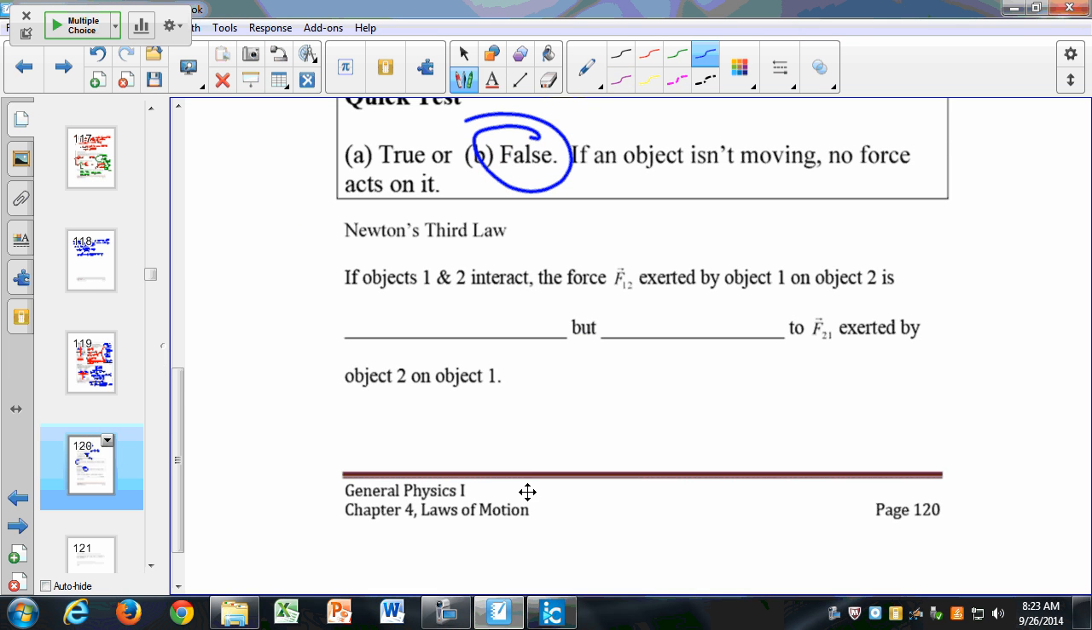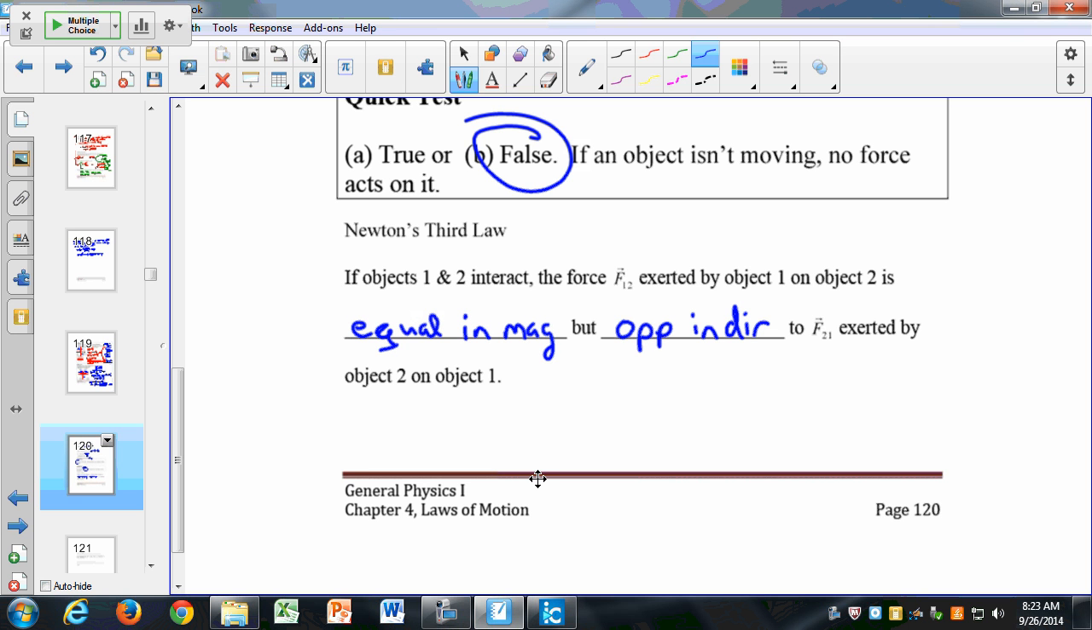All right, let's fill in this for Newton's third law. We'll come back to this on Monday, and then we'll wrap it up. So if objects 1 and 2 interact, then the force F12 exerted by object 1 on object 2 is equal in magnitude but opposite in direction.